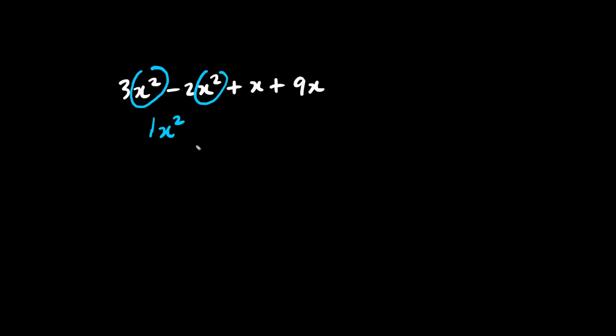It's assumed. Now what about the old regular x machines? What is 1x plus 9x? And the answer is plus 10x. We don't mix the x with the x squareds. So this here is our answer, x squared plus 10x.